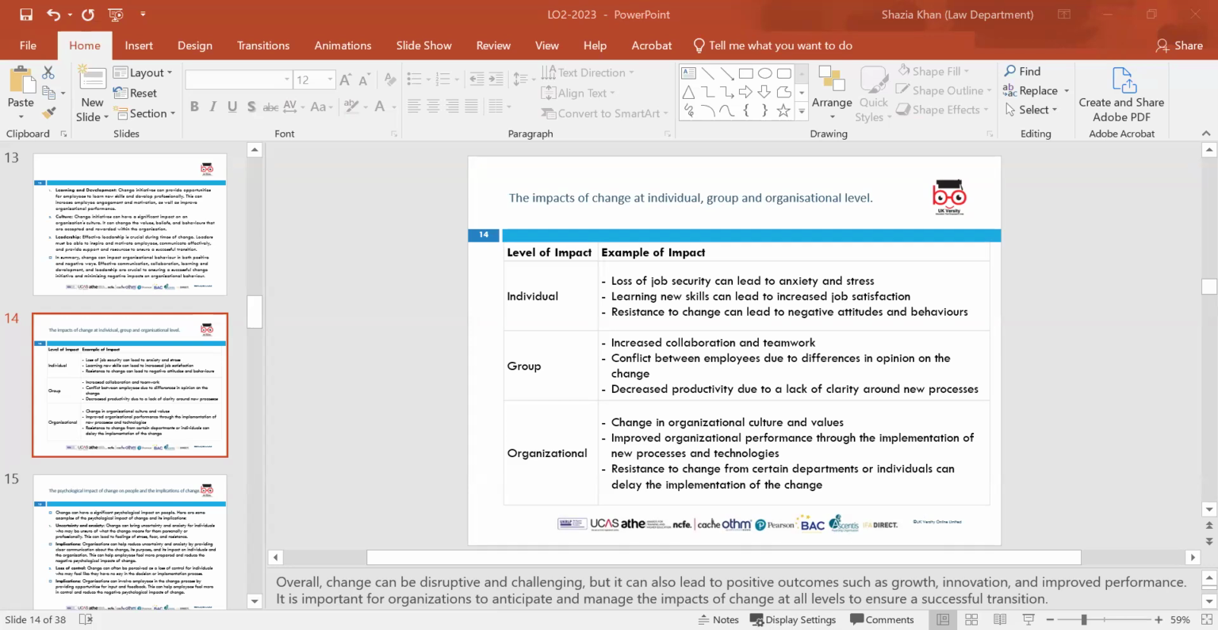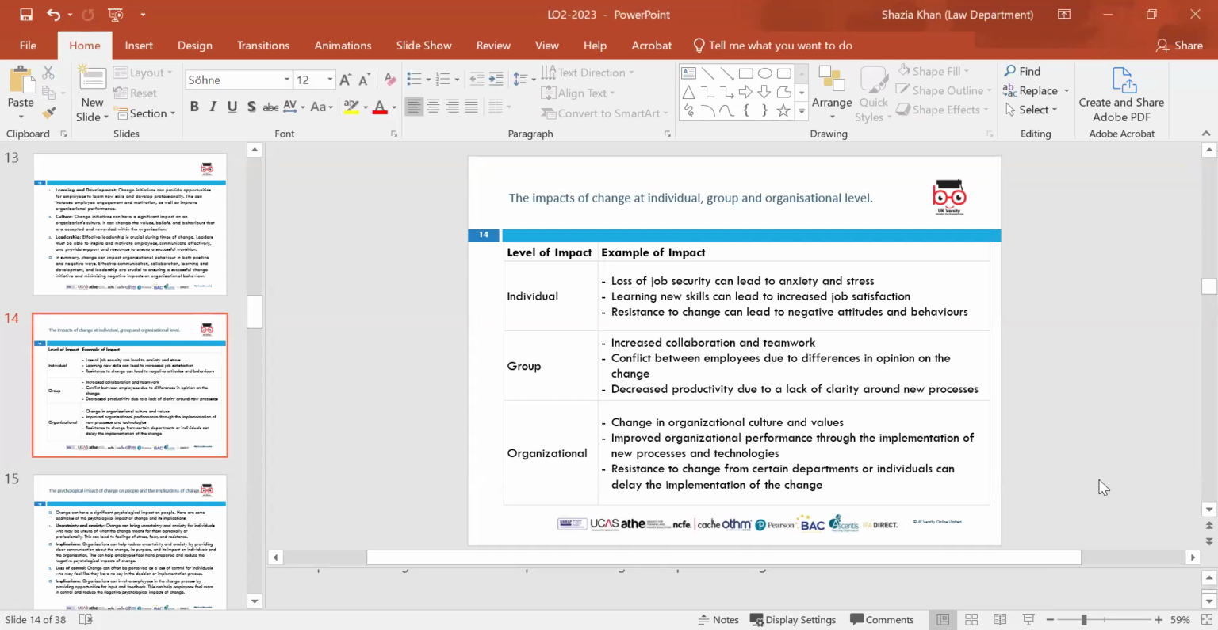And it's also about anticipating organizational change and the impact of change on individuals and organizations. All this needs to be taken into account when looking at the impact of change, because it could have a significant impact on individuals. It could be their loss of job security, learning new skills. It could be for groups, working in groups, teamwork, decreased productivity.